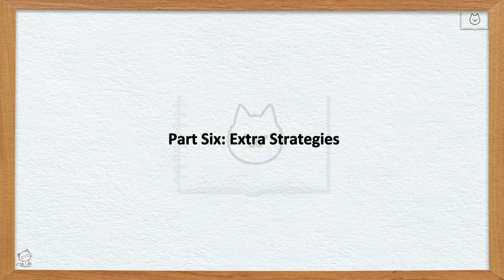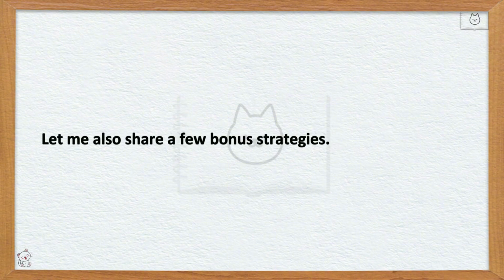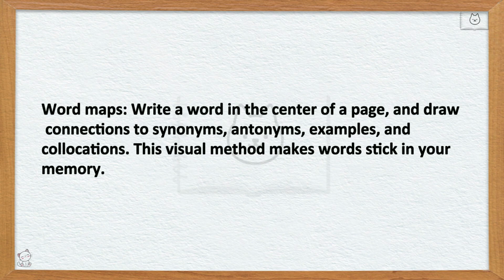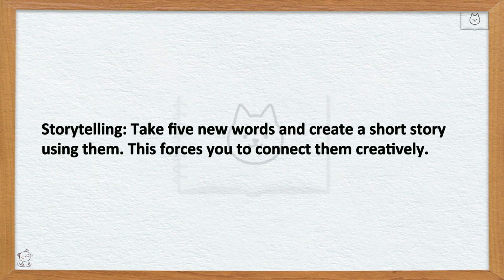Part 6. Extra strategies. Let me also share a few bonus strategies. Word maps. Write a word in the center of a page and draw connections to synonyms, antonyms, examples, and collocations. This visual method makes words stick in your memory. Storytelling. Take 5 new words and create a short story using them. This forces you to connect them creatively.